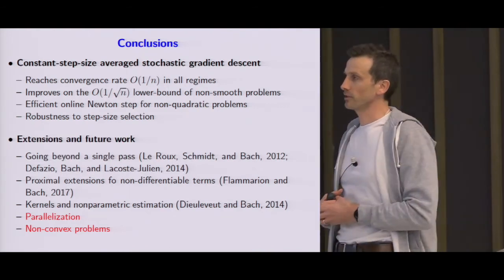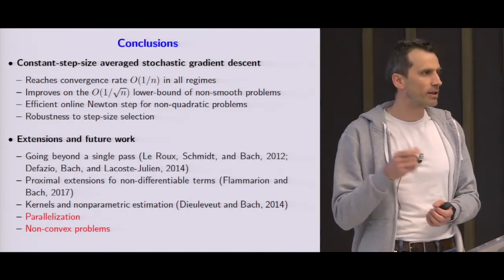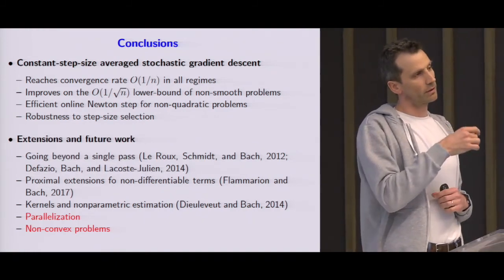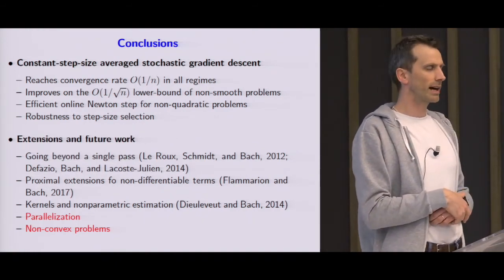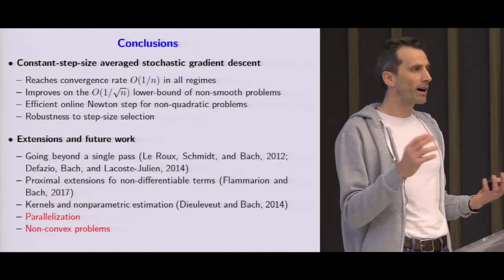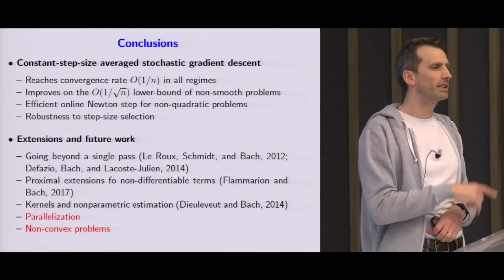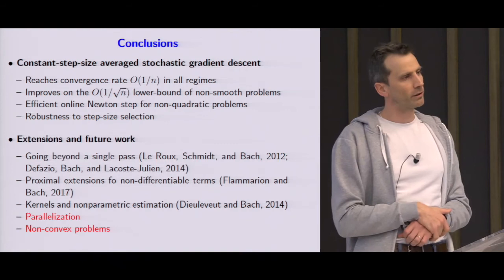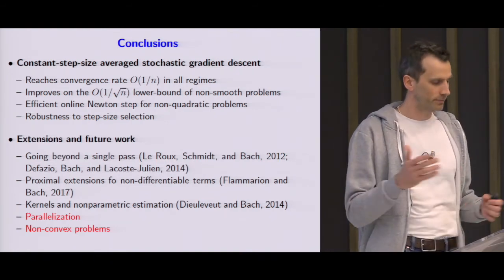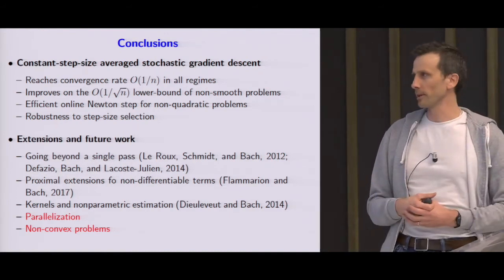So, many extensions. The first one is going beyond a single pass. What I've mentioned early on is that the bounds only hold if you do a single pass on the data. So you're not allowed to see a data point twice for the bound. Of course, you can do it in practice. It always works better, in the sense that multiple passes do work better. But as soon as you do so, you lose the guarantee on the test error. So this is still an open problem: how to merge the analysis with multiple passes.